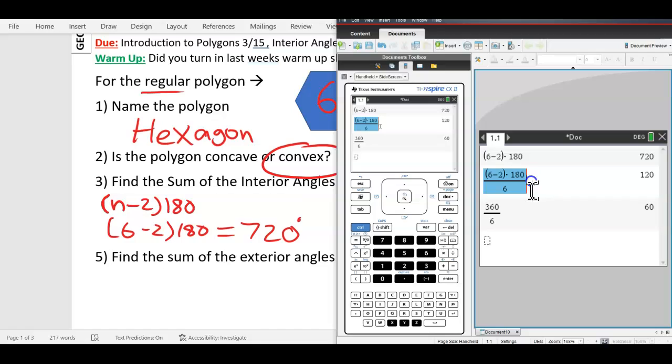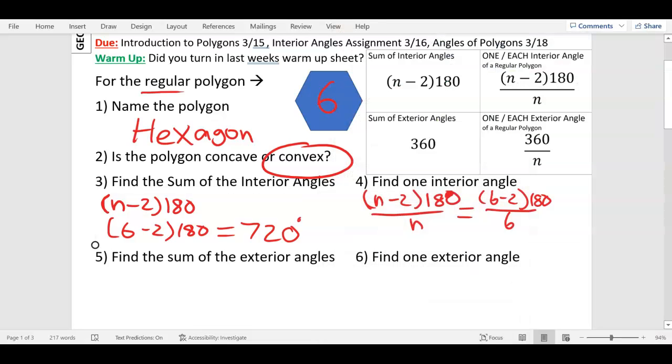Now I plugged it in right here. You can type it in one step using control divide to make a big fraction. And I get 120. 120 degrees. Could you do that? Okay, if you see the words one, or maybe it'll even say each interior, you have to use the big fraction formula, okay? You have to divide by the number of sides.